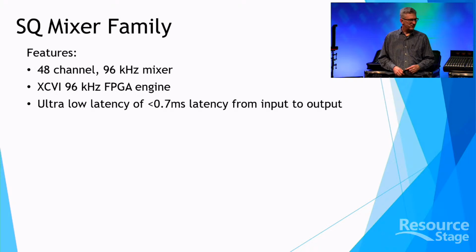So there's an ultra low latency of less than 0.7 milliseconds from input to output. The way that this chip has been programmed, it doesn't matter how much processing happens in your mixing console. This SQ, the Avantis, the dLive has less than 0.7 milliseconds, no matter how much you do. It's always less than 0.7 milliseconds from input to output. So that's really, really fast, and works really, really well for in-ear monitors and a whole bunch of other things.